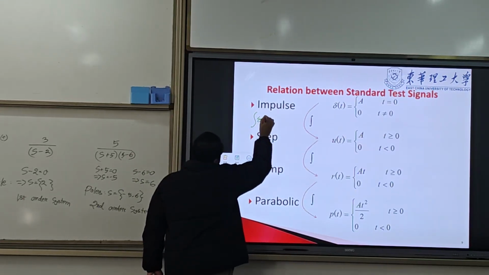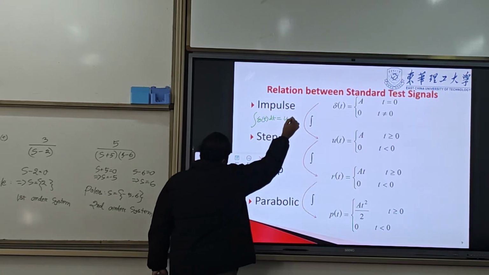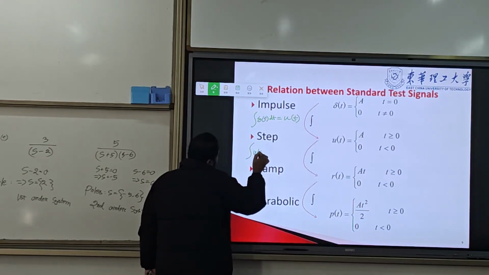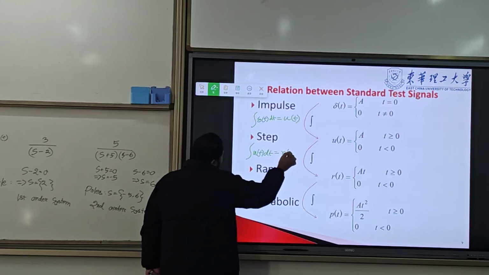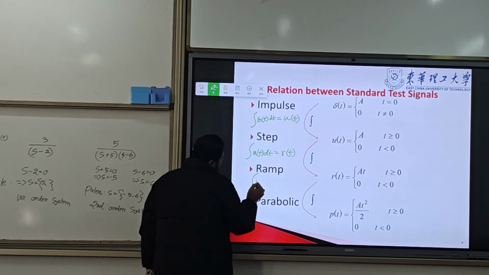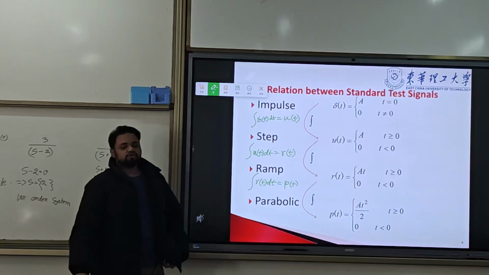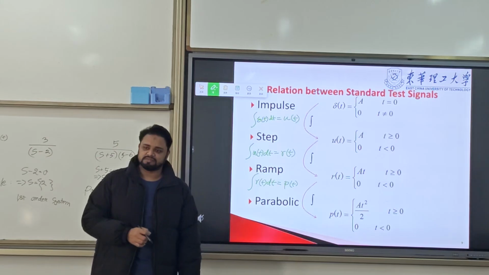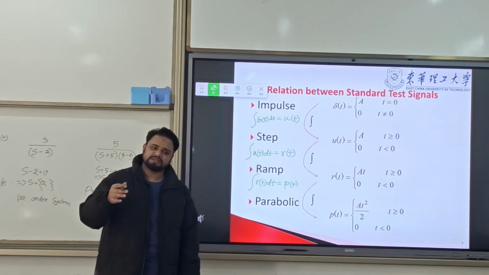Integration of delta t dt is equal to what? Ut. Integration of ut dt, you will get what? Rt. And integration of Rt dt, you will get what? P, parabolic. Do the integration mathematically and you will get another signal. That is the integration term. You can do integration to convert one signal to another signal mathematically.